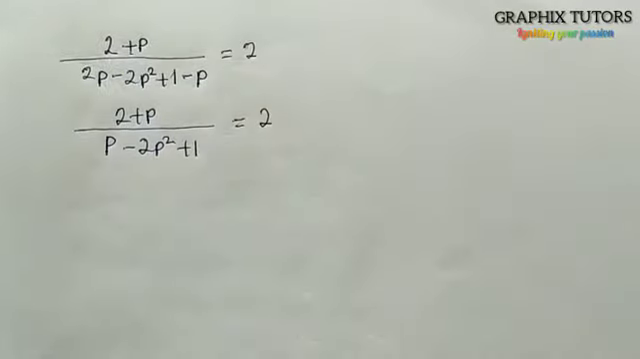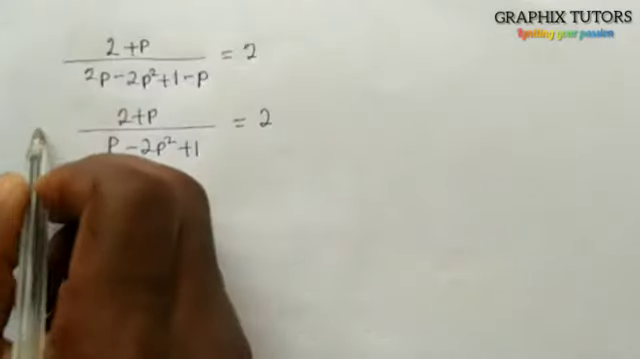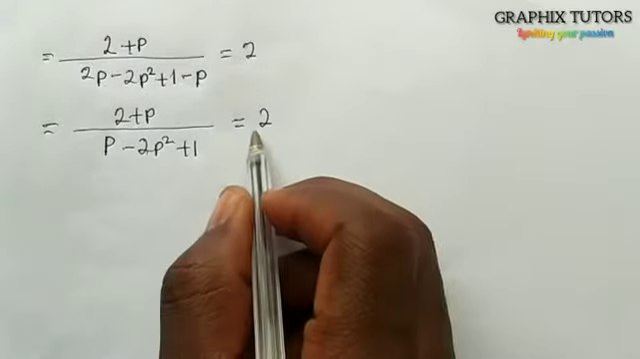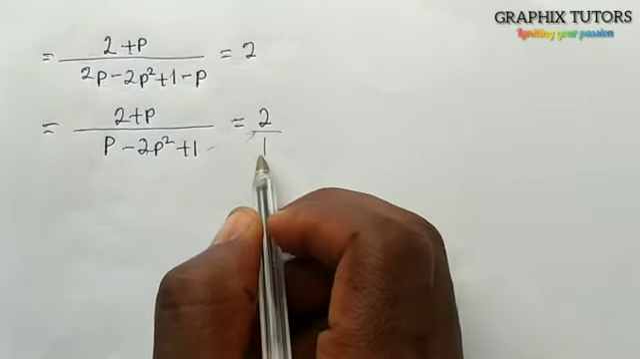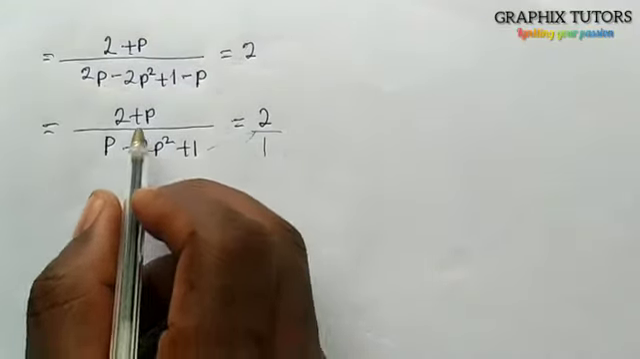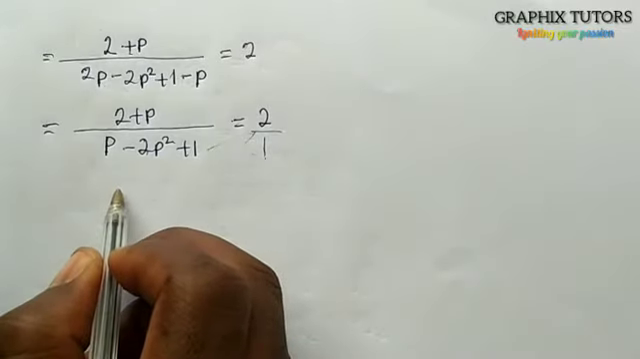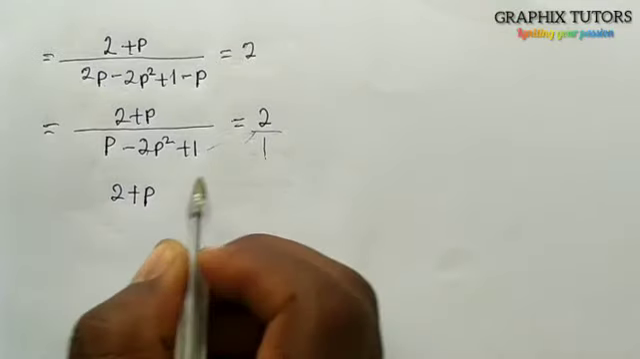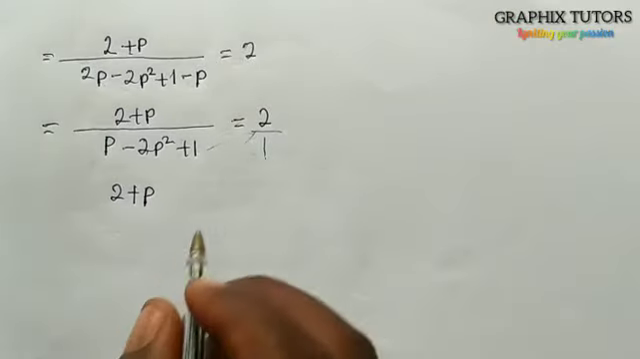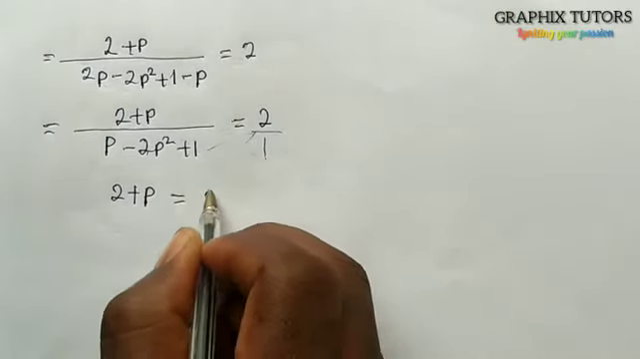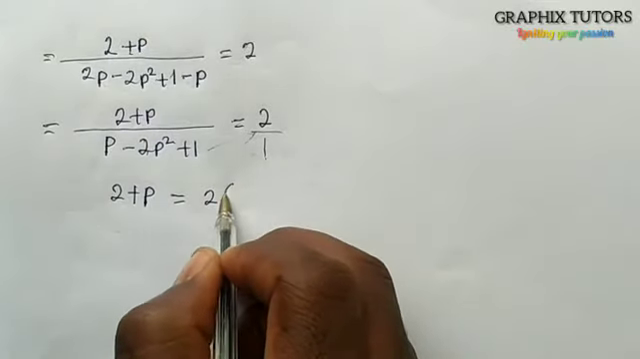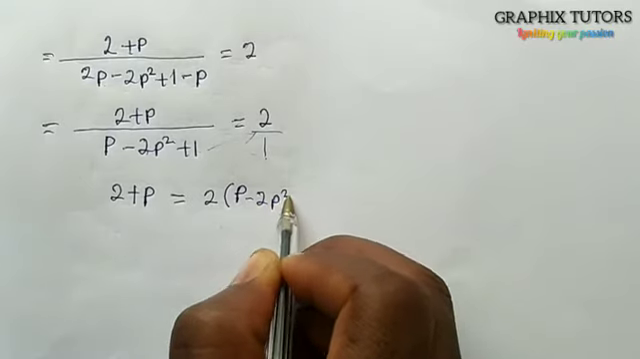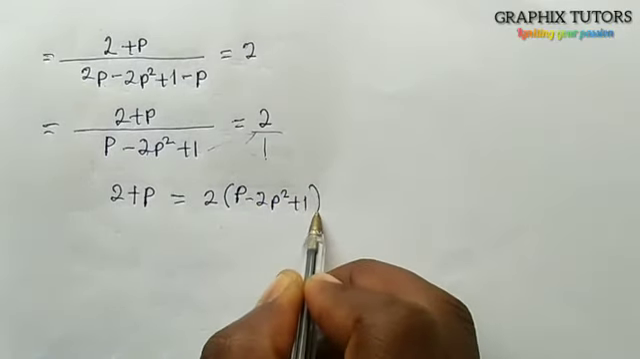2. Now if I cross multiply, this is like saying over 1. This is coming up while this is coming here. So 1 times 2p plus 1 will give me 2 plus p. 1 times 2 plus p will give you 2 plus p equals to the 2 in the bracket here, open bracket, we have p minus 2p square plus 1, right?